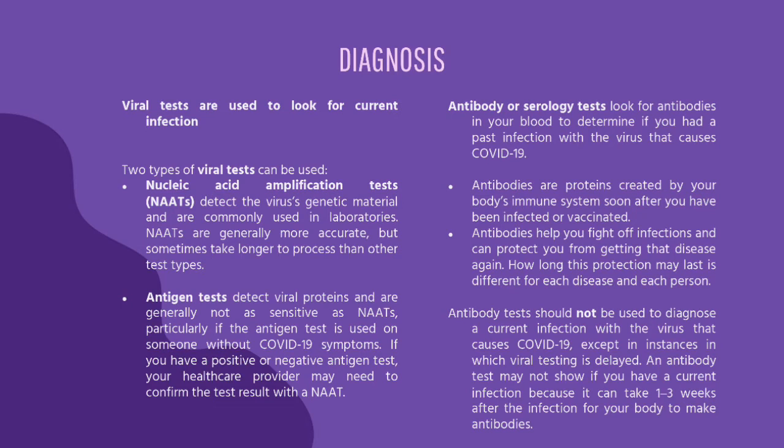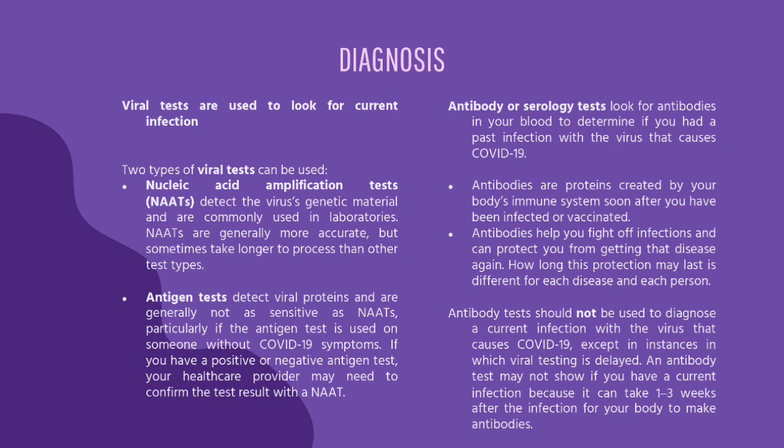This looks for antibodies in your blood to determine if you had a past infection with the virus that causes COVID-19. Antibodies are proteins created by your body's immune system soon after you have been infected or vaccinated. Antibodies help you fight off infections and can protect you from getting the disease again. How long this protection may last is different for each disease and each person.